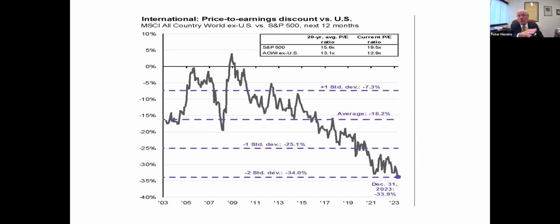They haven't participated. And here's one indicator of this, because you can see there that these are the PE ratios of the S&P 500 versus the All Country World Index ex the US. And international stocks are trading at, you can see the bottom line there, 2 standard deviations, which is a negative 34%. 2 standard deviations cheap to the US market. So they're trading at 12.9 times earnings versus about 20, 21 times earnings.